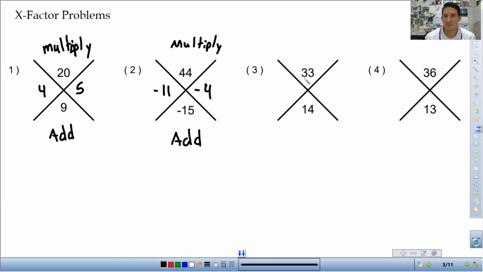This next one's going to be similar, 33 and 14. That's going to be 11 and 3. 11 times 3 is 33. 11 plus 3 is 14.